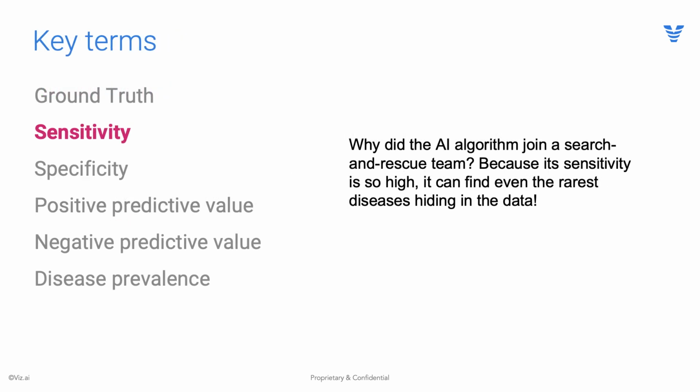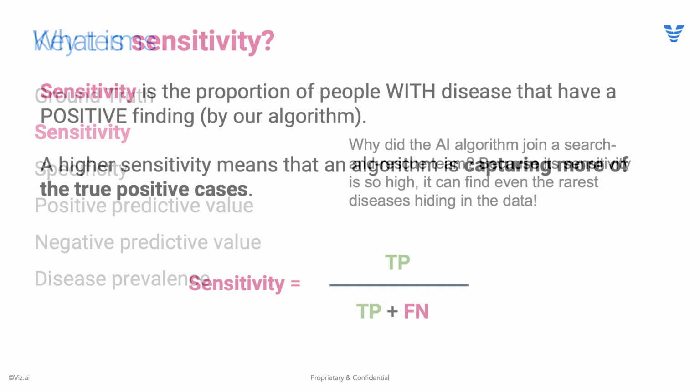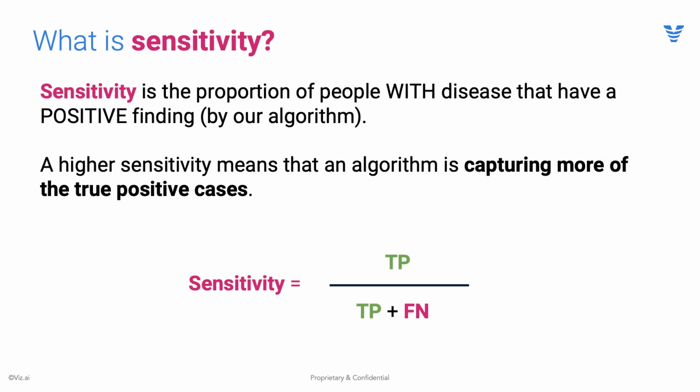Ground truth plays into all of these metrics, which is why I wanted to talk about it first. Sensitivity, we talk about all the time. We use it frequently with customers, and it actually is probably one of the more simple metrics to explain when you really think about it. In essence, sensitivity is the proportion of people with a disease that have a positive finding. So to put this simply, if we were 80% sensitive, we would be finding 8 out of 10 patients that have a disease. 50% sensitive would be finding half of patients with a disease.